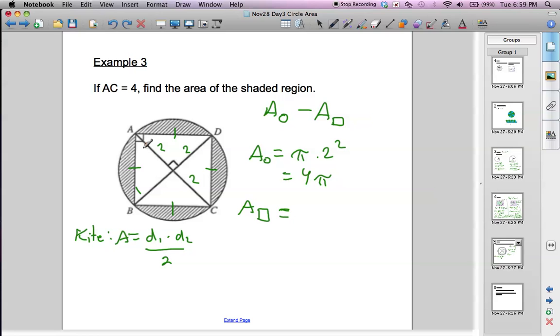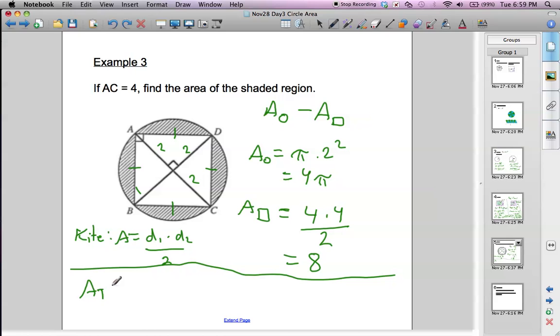So the diagonals of the square are both 4. So we're going to do 4 times 4 divided by 2, which equals 8. So the area of the square is actually 8. And then finally, to get the total area, we're going to subtract the area of the square from the area of the circle. So the area of the circle is 4 pi. Then we're subtracting the area of the square, which is 8.